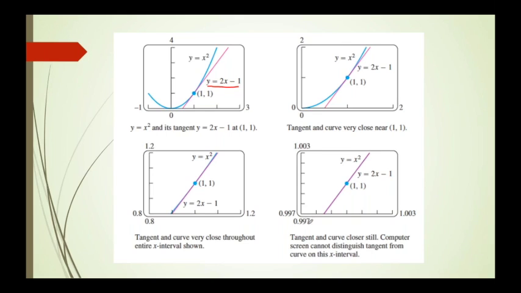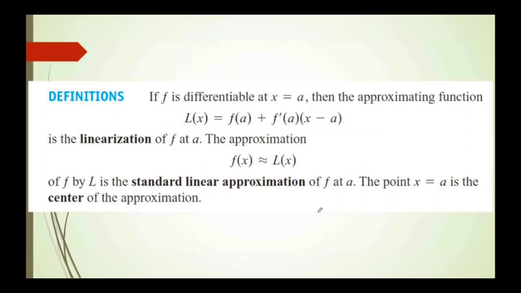So from x equals 0.997 till 1.003, both functions have the same value. So we can find the value of the function around 1 by this function or by this function. We can use both because they will have the same value. And this is actually linearization.